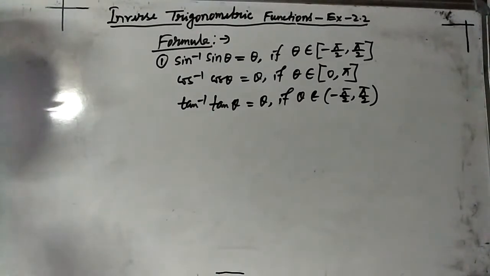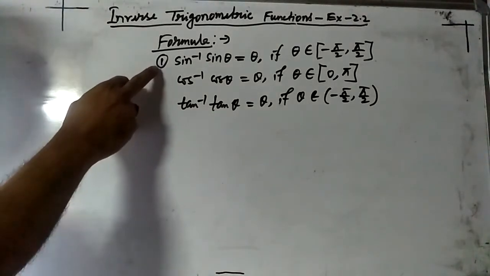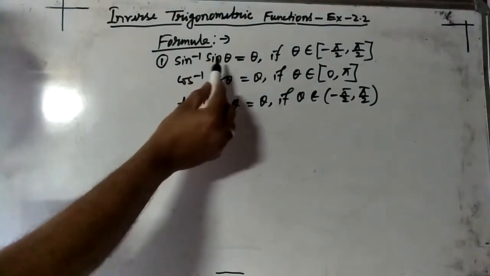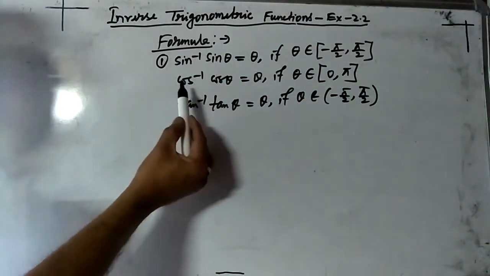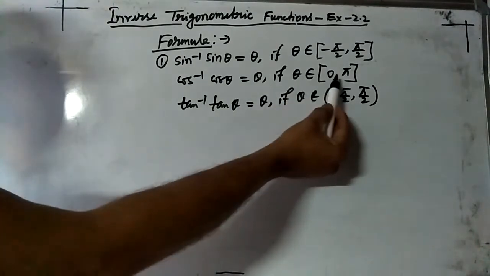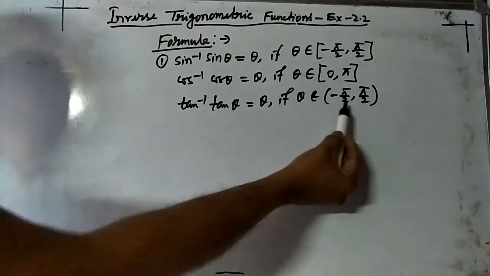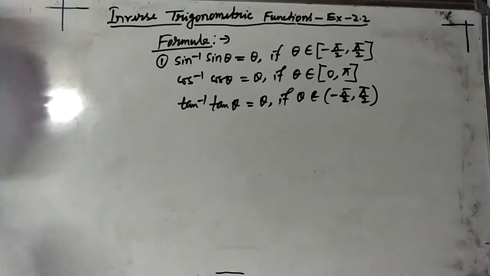Today we are going to learn 4 questions of exercise 2.2, that is question number 5, 6, 7 and 8. So here we have to remember once again one formula of inverse trigonometric function, that is sine inverse sine theta equals theta if theta belongs to the range of sine inverse, right? Cos inverse cos theta equals theta if theta belongs to the range of cos inverse. Tan inverse tan theta equals theta if theta belongs to the range of tan inverse, right? So using this formula and formulas of trigonometry, we have to solve these 4 questions.